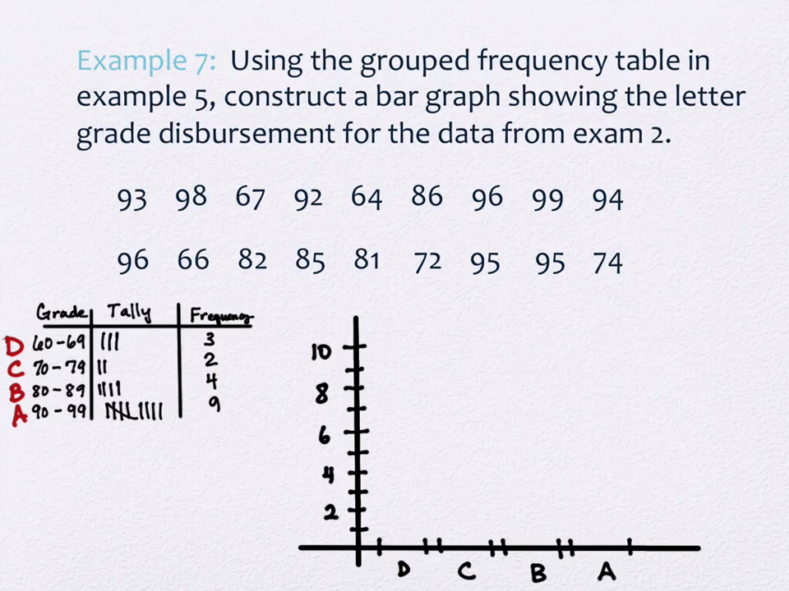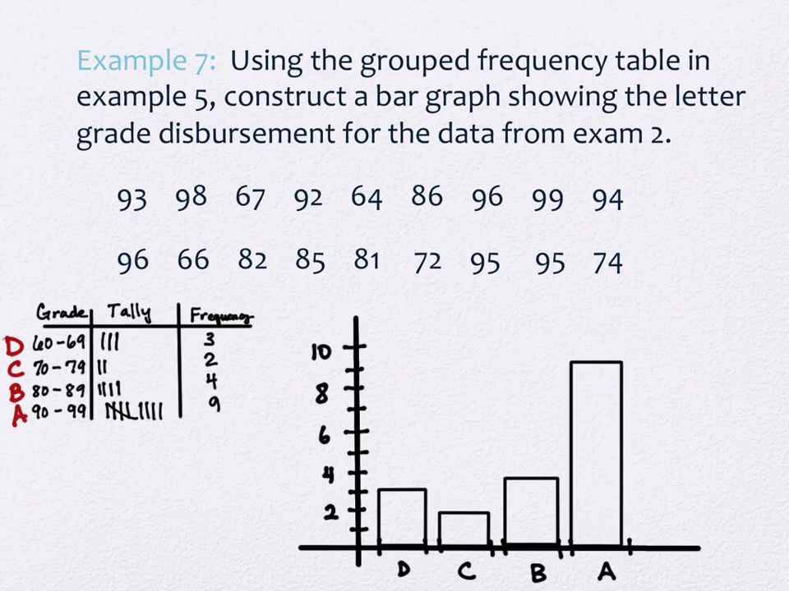Okay, so the D's, there's 3, so I make a bar of height 3. And then there's a space. My C's are 2, so the bar is of height 2, but you can see they don't touch, right? And then my B's are 4, so I need a bar of height 4. And then my A's are 9, so I need a bar of height 9. This looks like that.